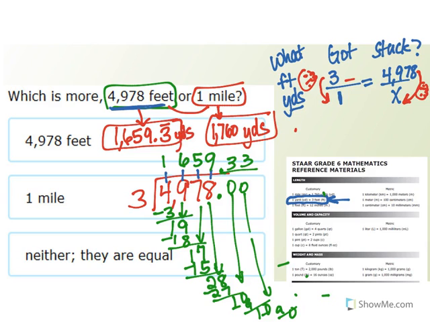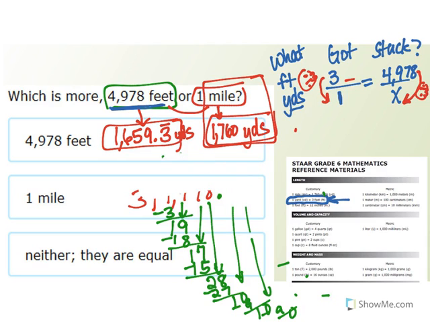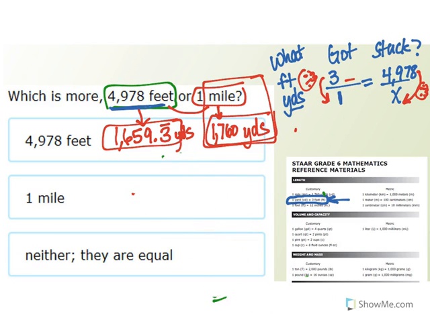All right, so now that they're both in yards, can we compare which one's bigger, which one's smaller? Yes, in this case, 1 mile is bigger because it's equivalent to 1,760 yards, and the feet is equivalent to 1,659 and 3/10 yards. So in this case, and I'm sorry for all this work, guys, my answer would be 1 mile is more. I was able to prove it. All right, let's go ahead and do another one.